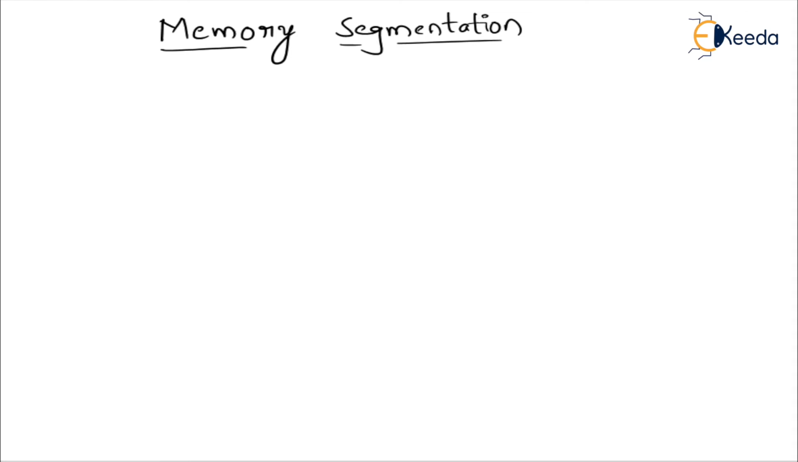Memory segmentation, right? So dear students, please listen carefully. This is very, very important. Now what is meant by segmentation? The exact definition of segmentation is the process of dividing the memory into segments. The process of dividing the memory into segments is called segmentation. Remember, this is very, very important.